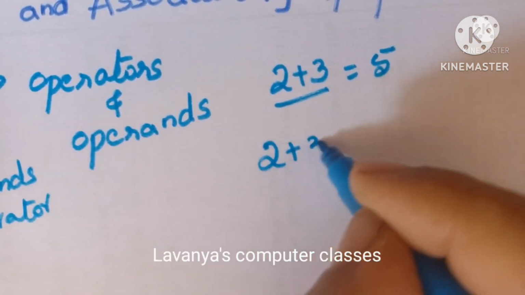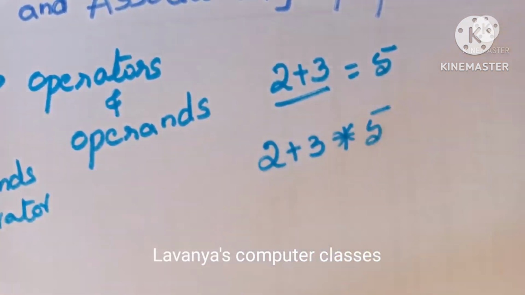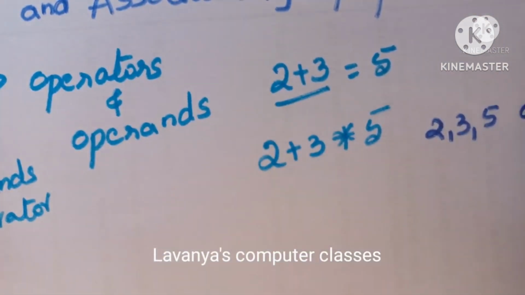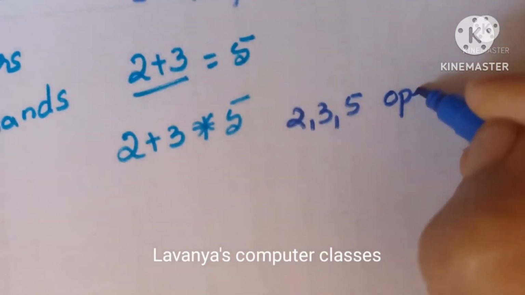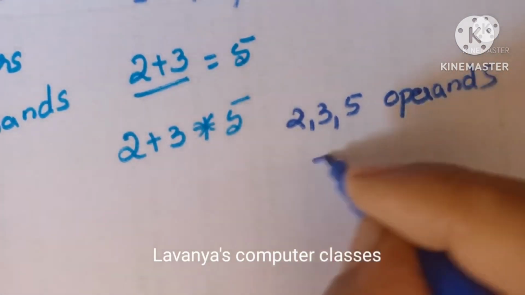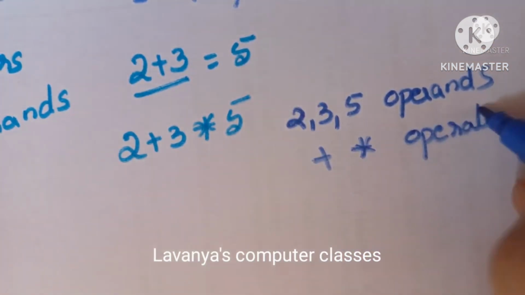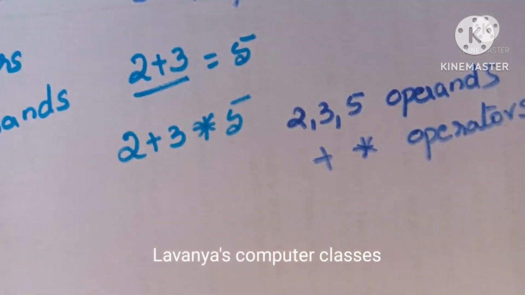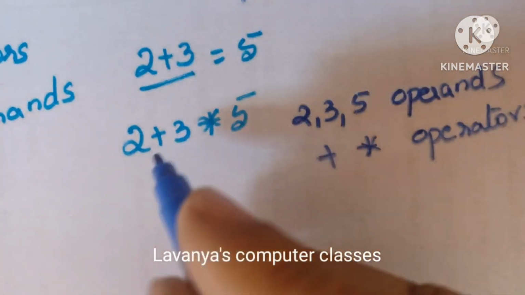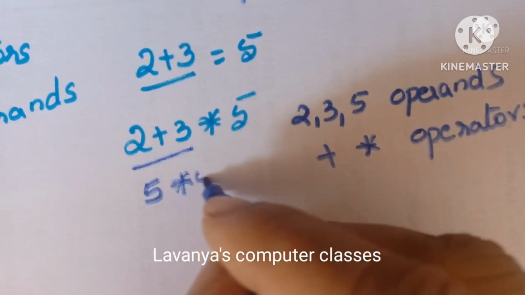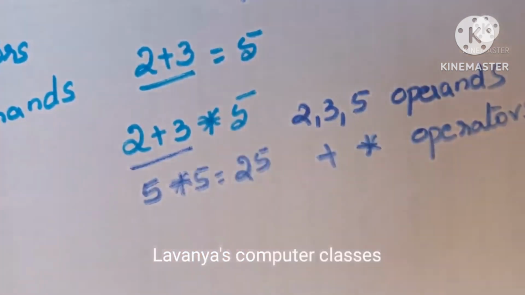For example, we are giving like this, 2 plus 3 into 5. So this is an expression. An expression is a combination of operators and operands. In this example, 2, 3, 5 are the operands, and plus and into are called operators. So how do we evaluate this expression? What is the result of this expression? For example, we evaluate like this: 2 plus 3, 5. 5 into 5, 25. This is one answer.